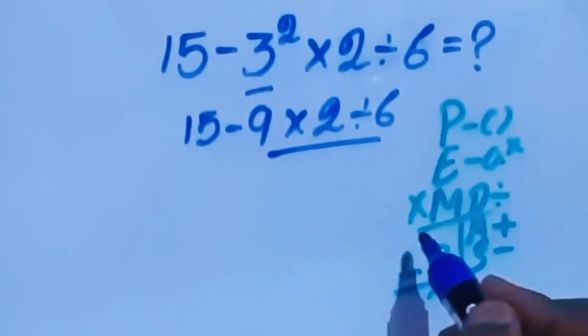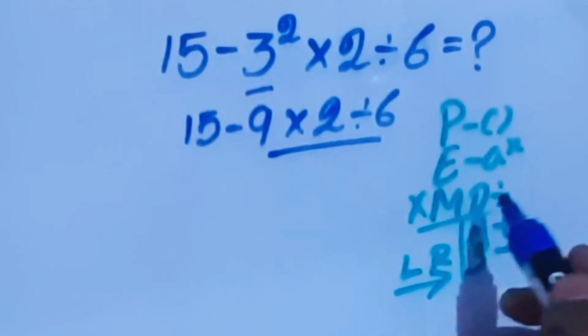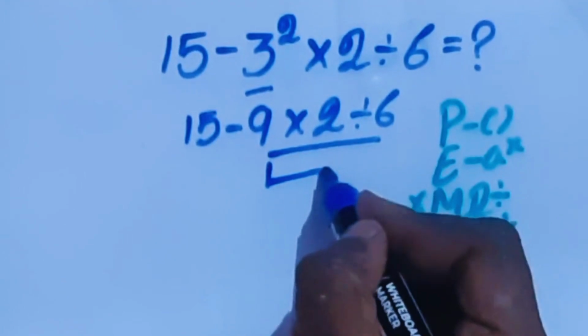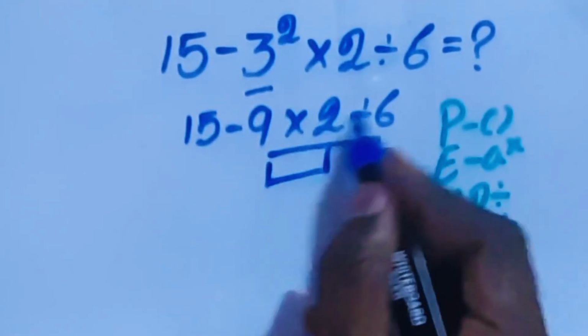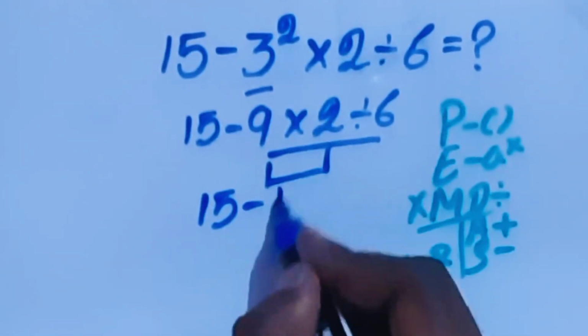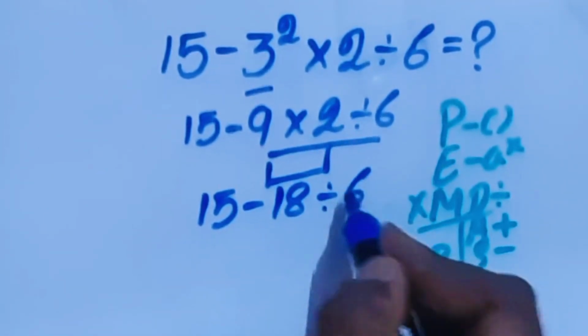Here multiplication and division both have equal priority. For equal priority, we have introduced left to right. Here left to right is 9 times 2, so we have to do this 9 times 2 before the other operation. Here 15 minus 9 times 2 is 18, divided by 6.